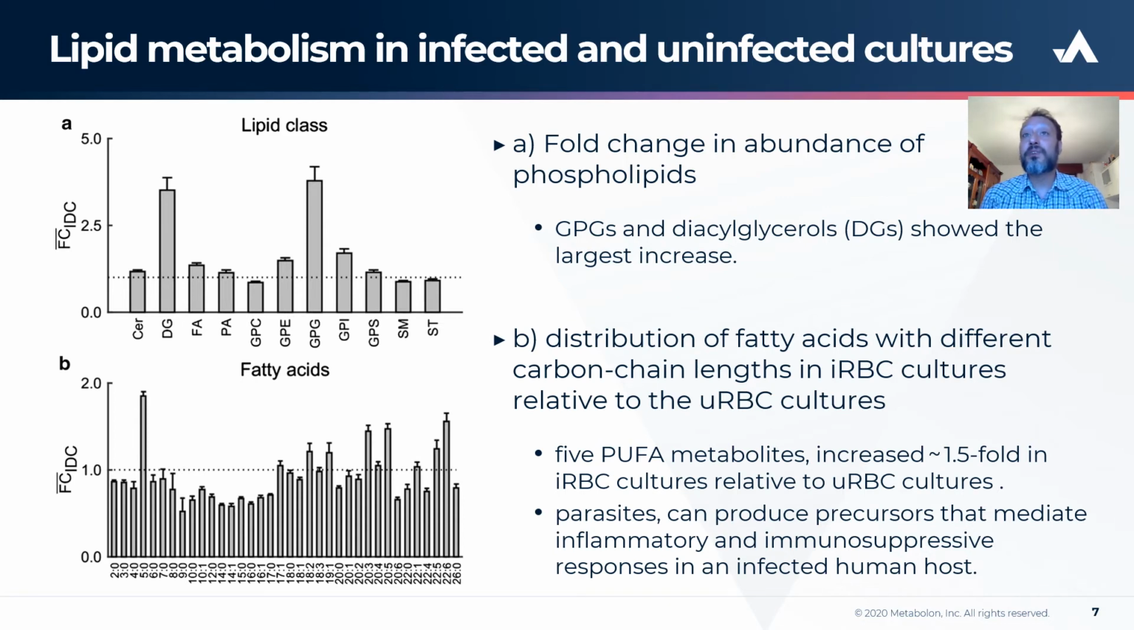Now, PUFAs are precursors of eicosanoids, which have immunosuppressive roles. So Plasmodium falciparum under in vitro condition can produce eicosanoids when supplemented with a PUFA. And eicosanoids also mediate fever and inflammation and have numerous other functions. This data shows that the parasites under in vitro conditions can produce precursors that mediate inflammatory and immunosuppressive responses in an infected human host.